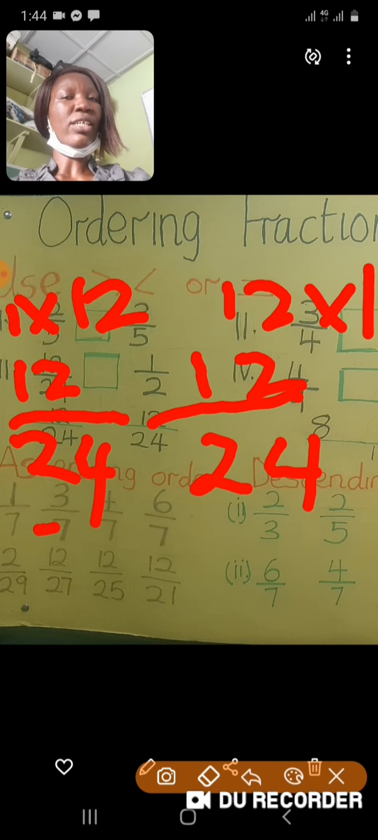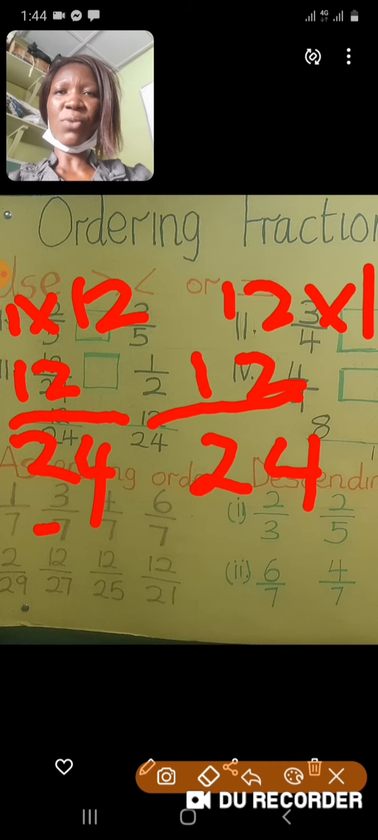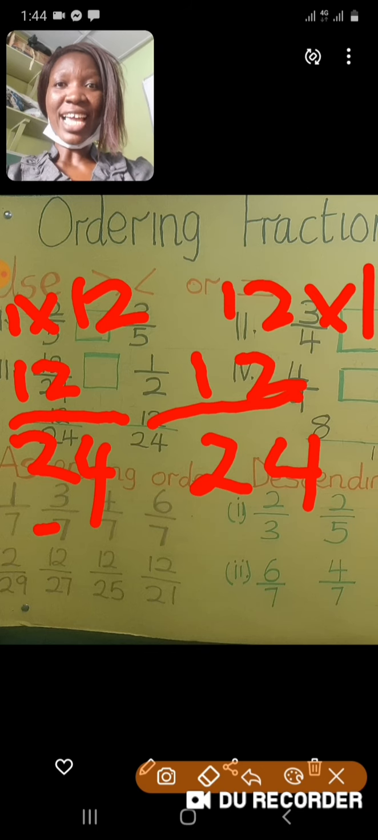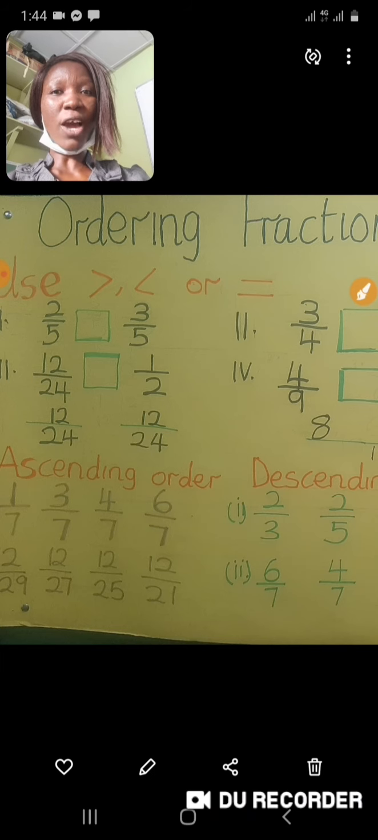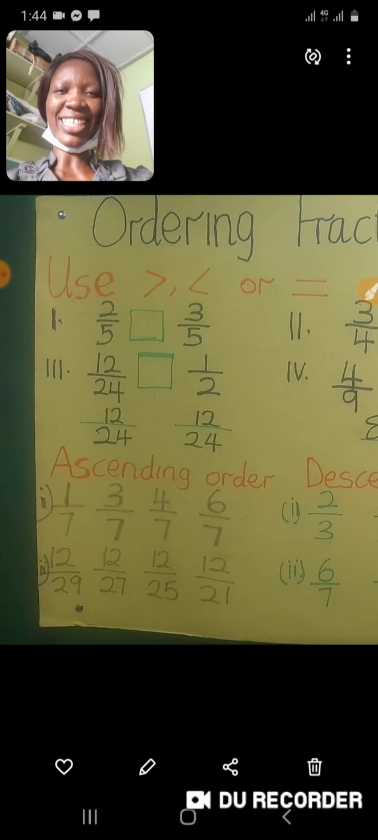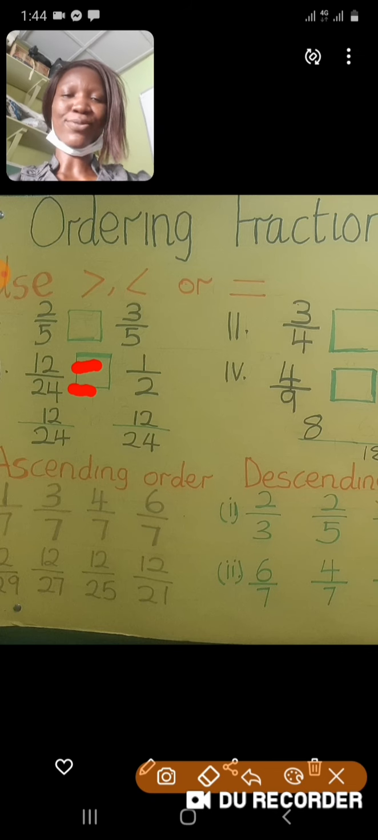So what do you see? You can see we have 12 out of 24 and 12 out of 24. You can take that back to listen to it again. Alright, now that we have 12 out of 24 and 12 out of 24, what is this telling us? It means that they are the same. That means 12 out of 24 is equal to 1 out of 2. That is fantastic. So you put your equals to sign. You see, that is simple.